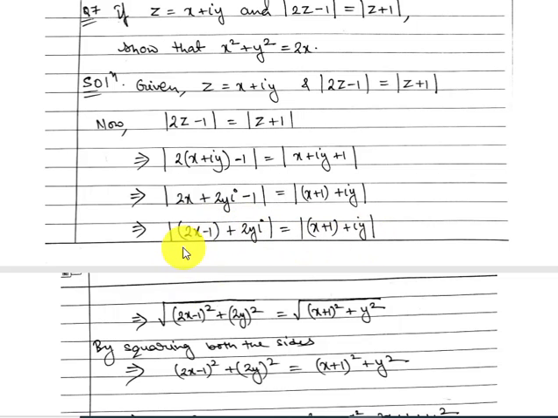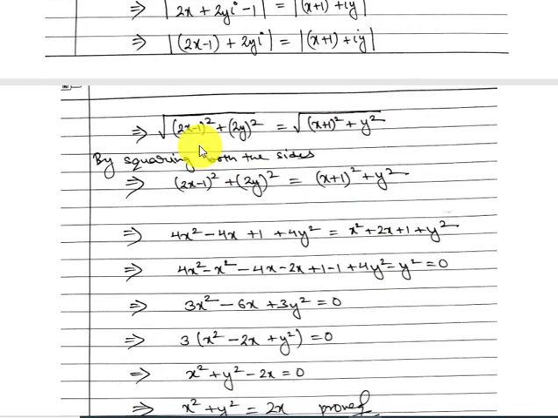You know that if you have a complex number a plus ib, then the modulus will be the square root of a square plus b square. So here the modulus of this means the square root of (2x minus 1) whole square plus (2y) whole square, equal to the modulus of this, that means the square root of (x plus 1) whole square plus y square. Clear? Now both sides have a square root, so let's square both sides.